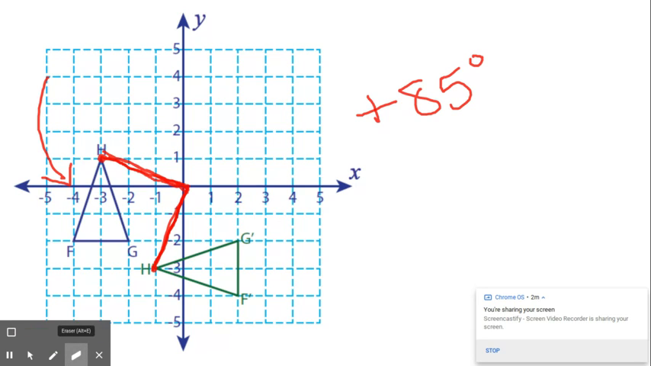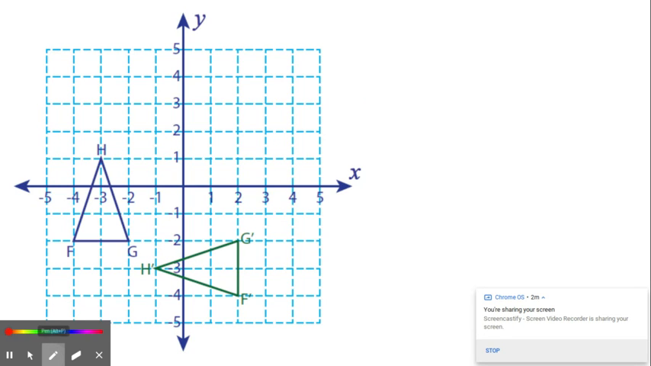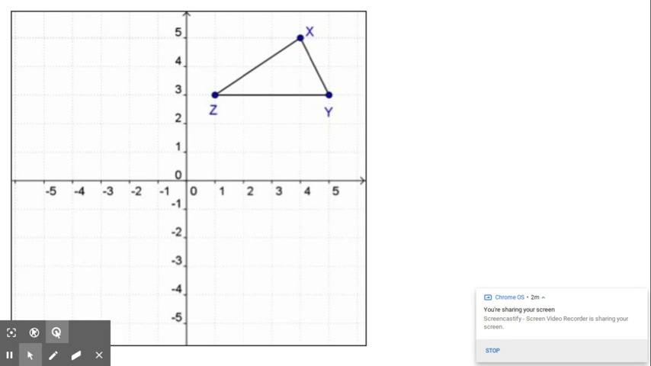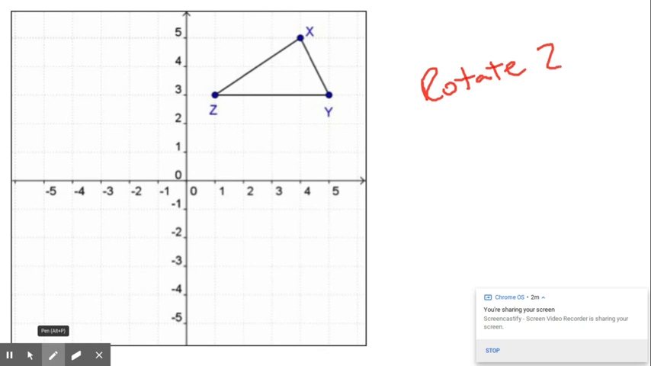Now, the other type of question they could ask you here is that you have to actually go and rotate the points yourself. So what if I asked you to rotate point Z, let's go negative 90 degrees about the origin. So if we rotate Z negative 90 degrees, this is where our L's come in. So I'm going to draw an L from the origin to Z. So I'd have to go up 3, right 1.